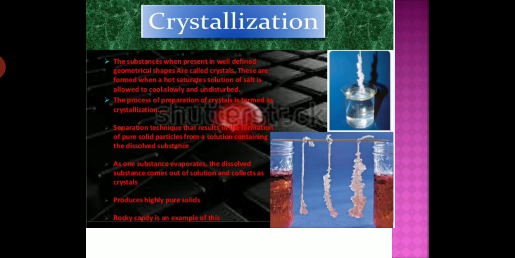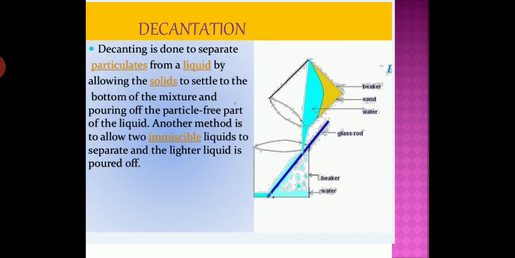Now student, we will discuss decantation. Decantation is a very important process, student. Sedimentation and decantation. Decantation is done to separate particulates from a liquid by allowing the solid to settle to the bottom of the mixture. So first of all, you should know what sedimentation and decantation are. Then you will know.